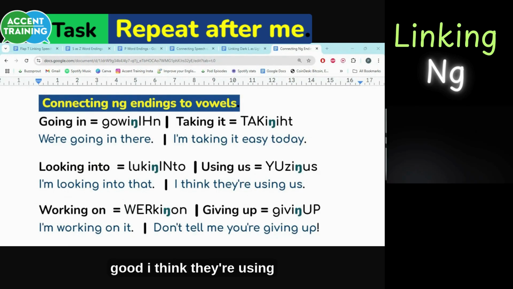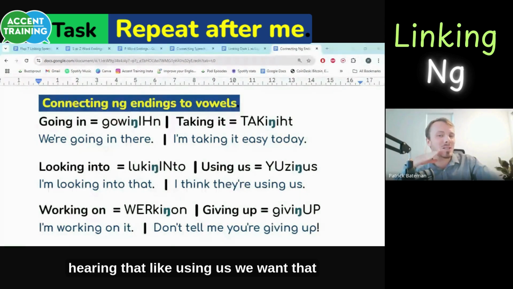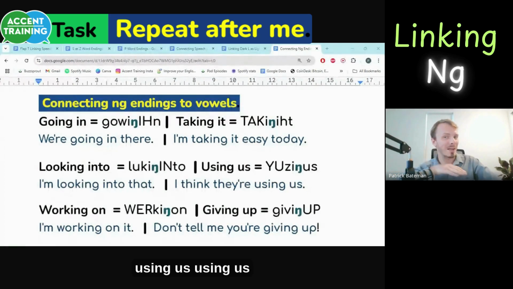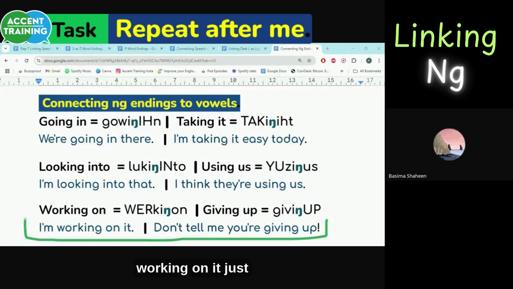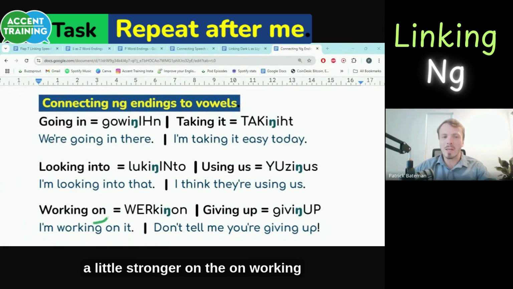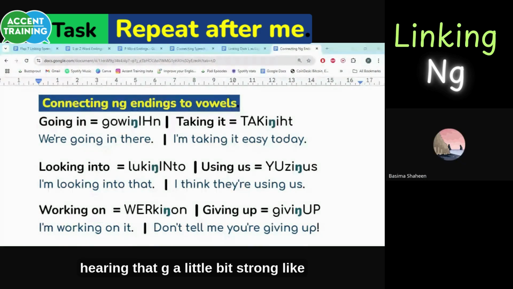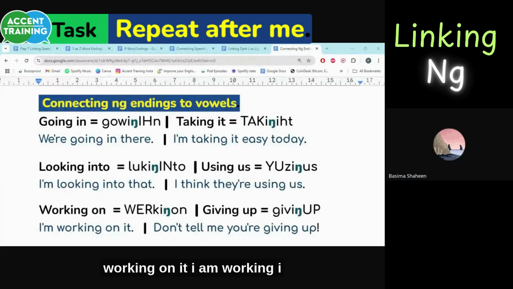Good, good. I think they're using us. Still hearing that like using us. We want that using us. Pulling the tongue back, using us. Using us. Working on it. Just a little stronger on the on. I am working on it. Hearing that G a little bit strong, like working on it. I am working on it.